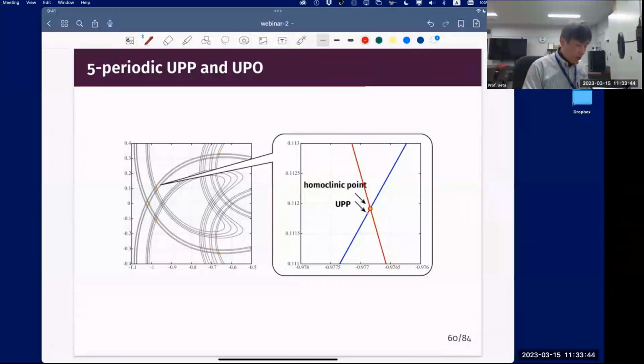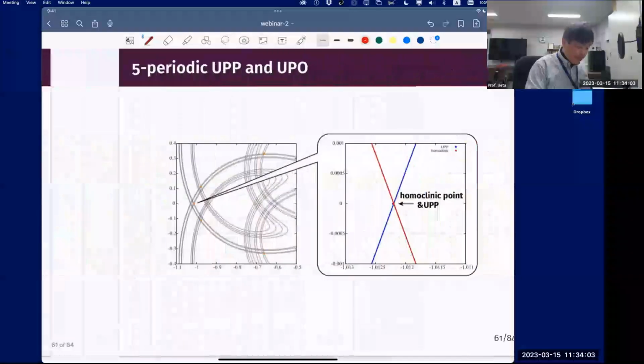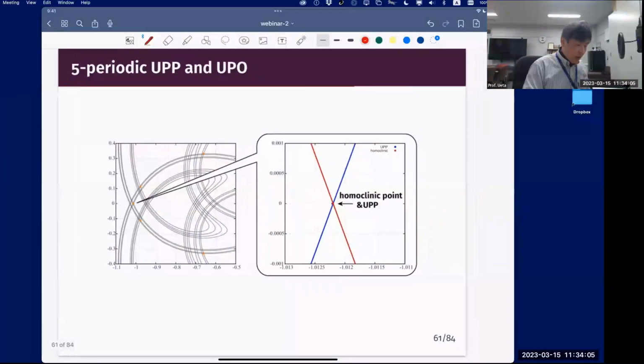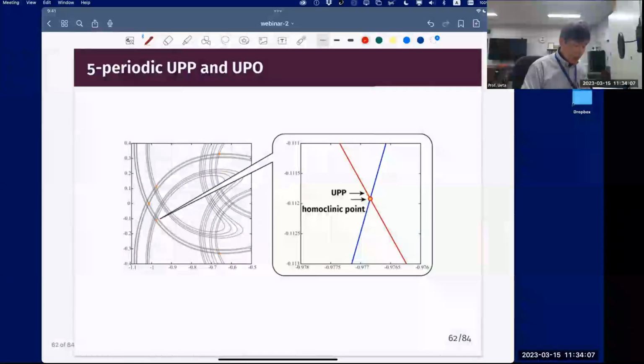Similarly, the next period 5 motion from the homoclinic point information. Also, you can specify, for example, the area information as the first guess. You can compute the accurate UPP anyway. Similarly, the other periodic points can be solved.